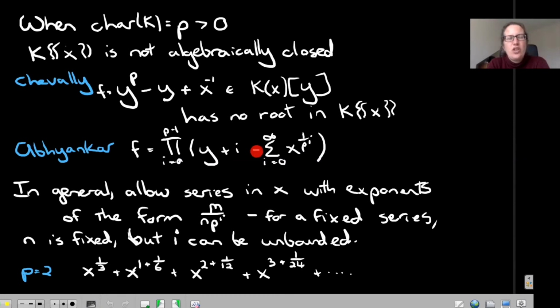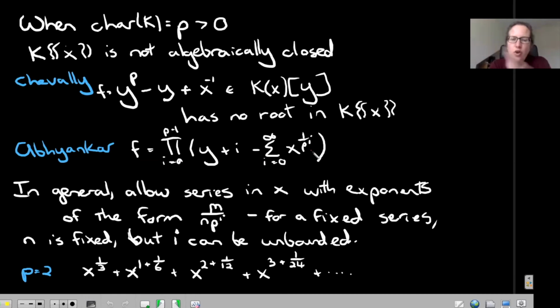So you get for each i, and then you get this piece, which is the sum from 0 to infinity of x. And actually, I think that should start at 1, perhaps. And then we've got x to the 1 over p to the i. So what's going on is, for example, if p is 2, you've got x to the half plus x to the quarter plus x to the 8th plus x to the 16th.